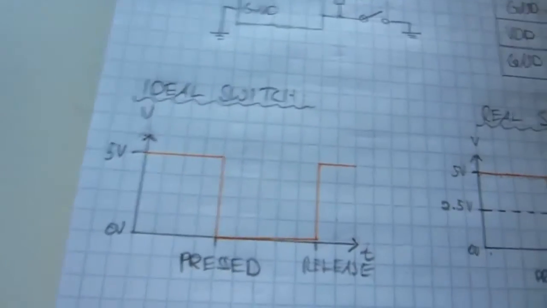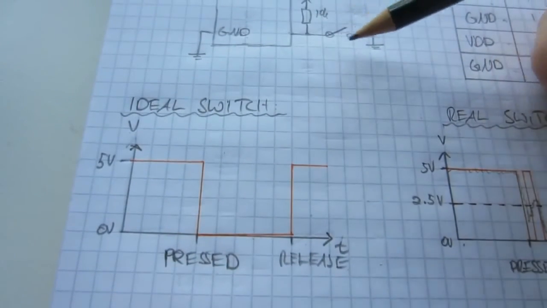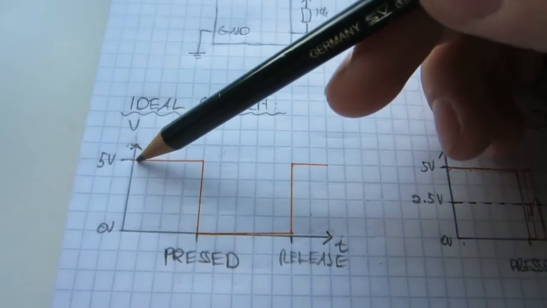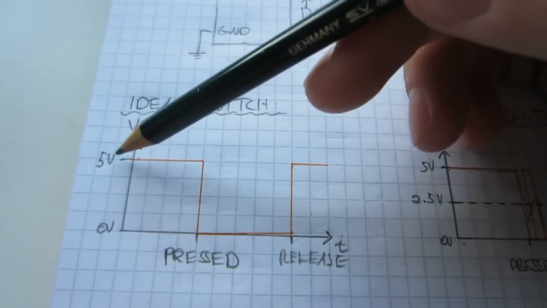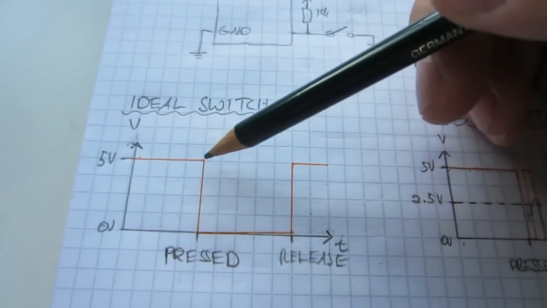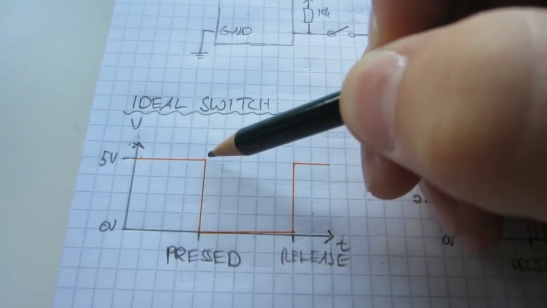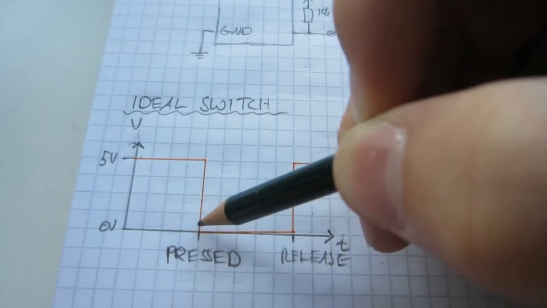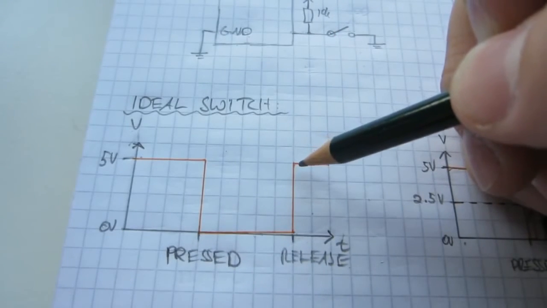So ideally, what you want to see on the switch we have up here is that as long as the switch is not pressed, the voltage is at 5 volts, which is our VDD. And as soon as we press the switch, the voltage is going to immediately ramp down to ground level, and it's going to stay there until we release the switch, and then it's going to shoot up again.